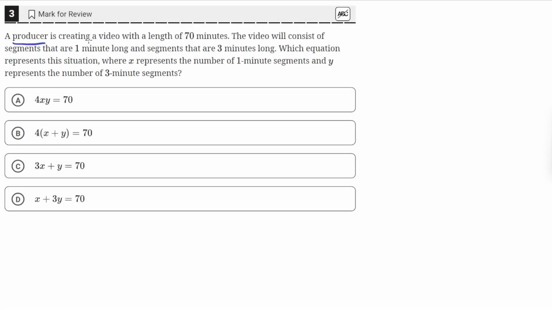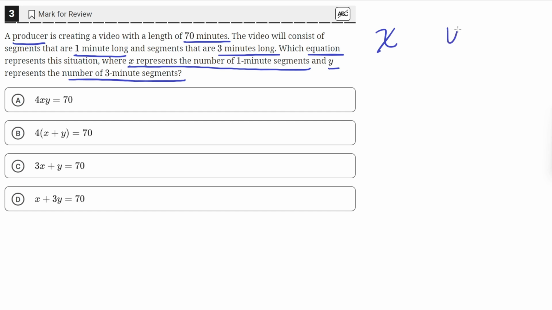A producer is creating a video with a length of 70 minutes. The video will consist of segments that are 1 minute long and segments that are 3 minutes long. Which equation represents this situation, where x represents the number of 1 minute segments and y represents the number of 3 minute segments?